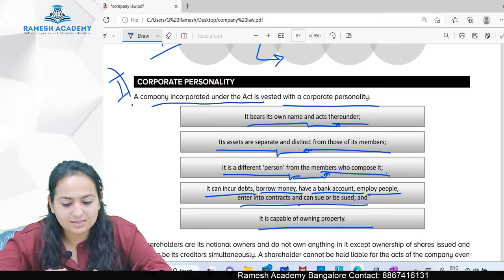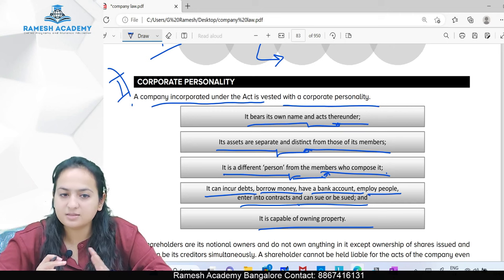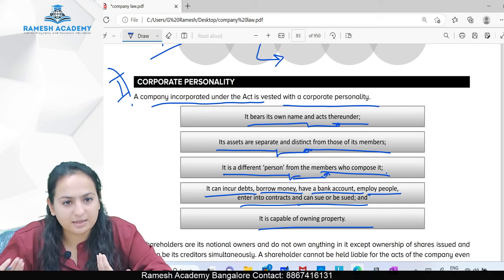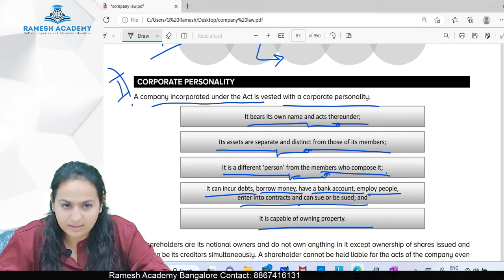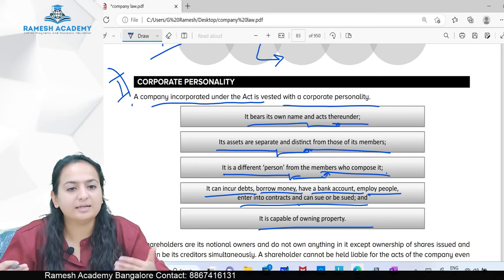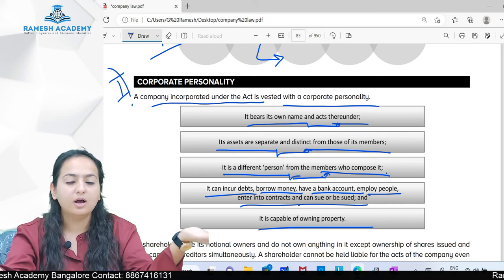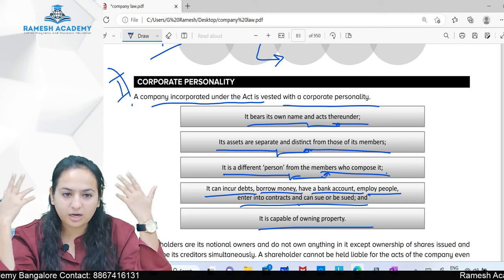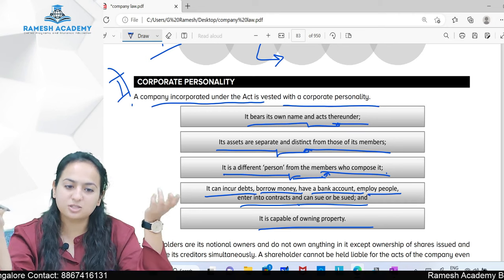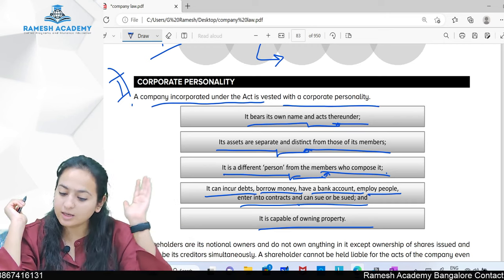So this is corporate personality. Its assets are separate and distinct from its members. It is a different person. It can incur debt, borrow money, have its own bank account. It can employ people, it can enter into contracts, it can sue or be sued. Either an outsider can sue the company or it can sue an outsider. It is capable of owning property.